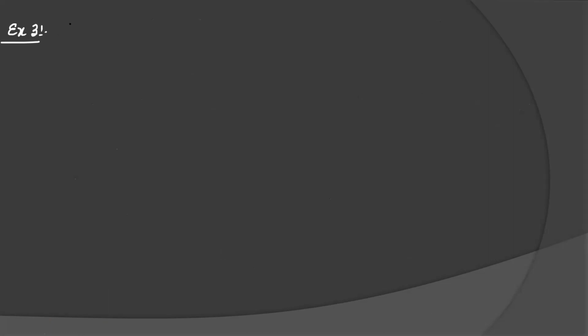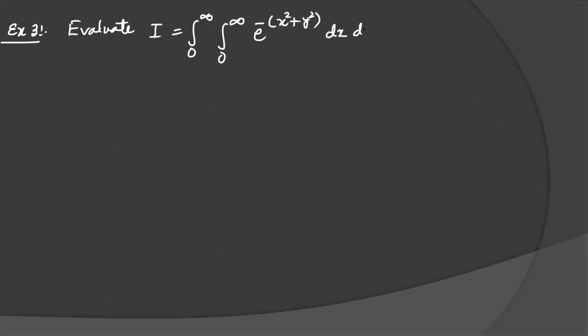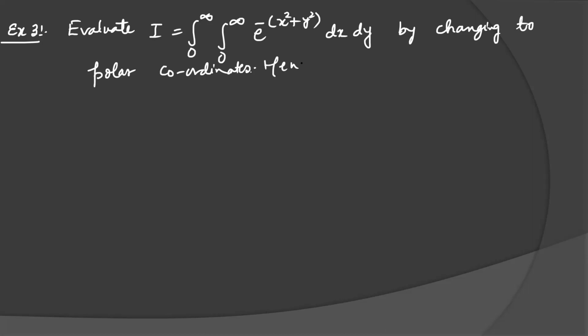Example 3. Evaluate the integral from 0 to infinity of e to the power minus (x square plus y square) dx dy by changing to polar coordinates. Hence, show that the integral from 0 to infinity of e to the power minus x square dx is equal to under root pi by 2.